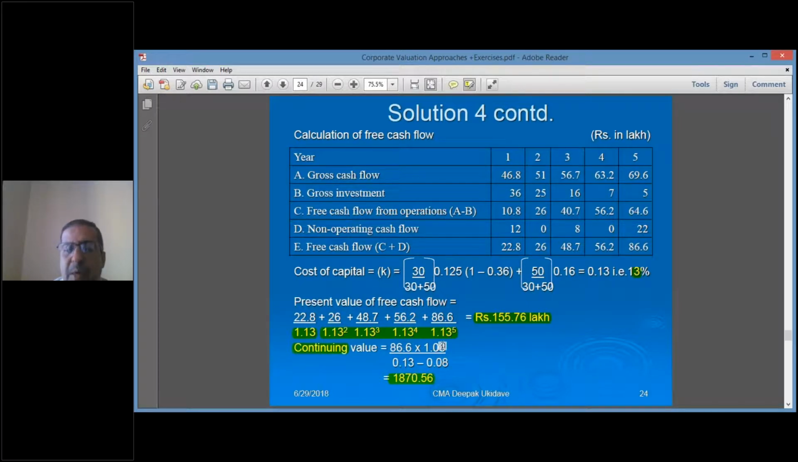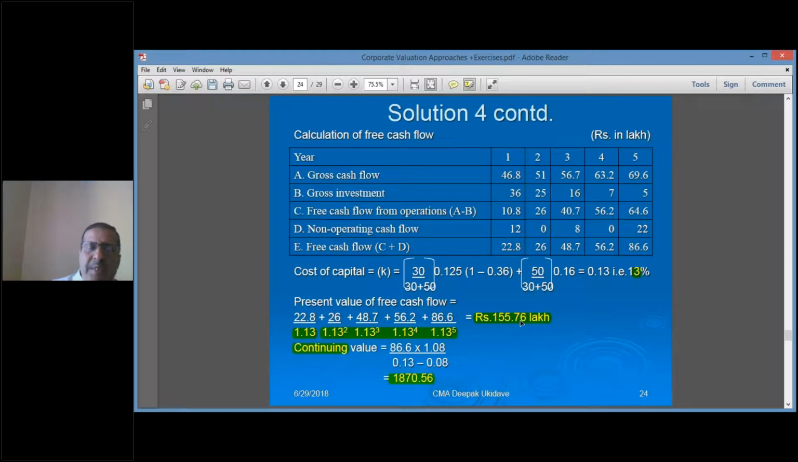I want you to confirm to me that you have understood this calculation. How do you get continuing value? It is FCF in the last year 86.6 into G, growth rate 1.08, upon KE minus G. KE is KO because it is FCFF. So KO minus G, 0.13 minus 0.08, and you get 1870.56. This is continuing value, but ये present value नहीं है, ये continuing value है. इसको convert करना है present value में, because then only we can add to 155.76.